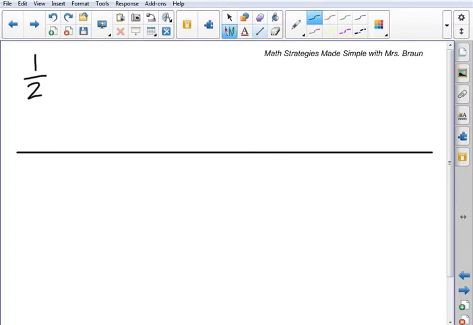So the first thing I'm going to do is draw my 0. And that denominator of 2 right here tells me that I need to have 2 equal spaces between each whole. So I'm going to draw 2 equal spaces. That tells me my 1 goes right here. And then I'm going to continue my number line because number lines do not stop at 1. So it goes on and on. But my 1/2 is right here.